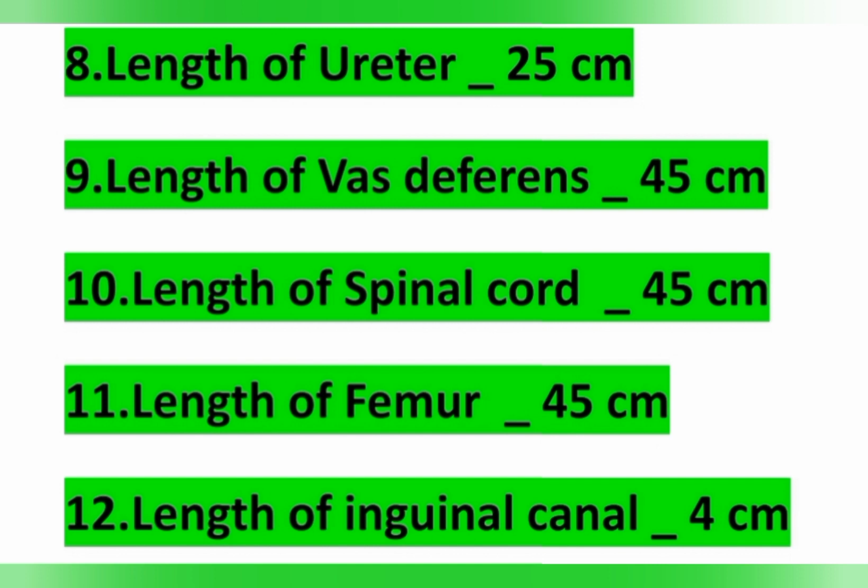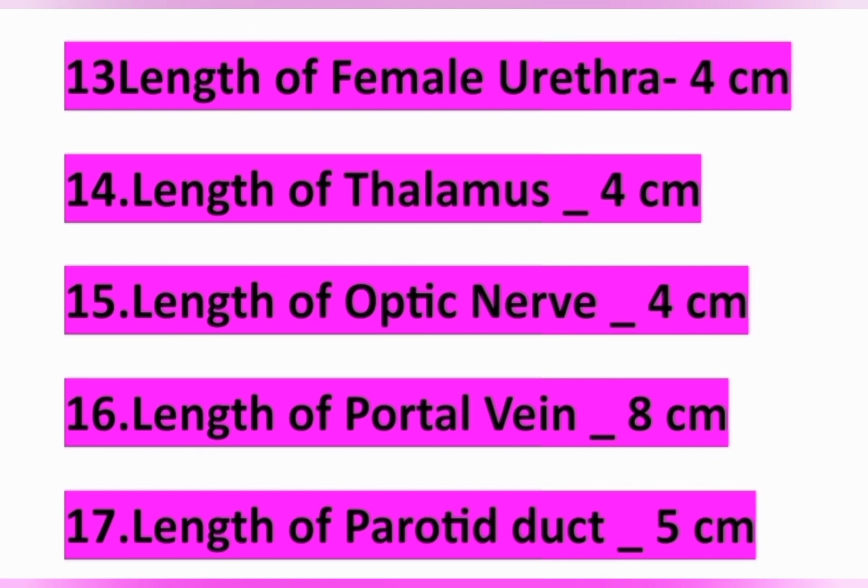And the next point, length of inguinal canal is 4 centimeter. Length of female urethra is 4 centimeter. Length of thalamus is 4 centimeter. Length of optic nerve is also 4 centimeter. So inguinal canal, female urethra, thalamus and optic nerve are all 4 centimeter.